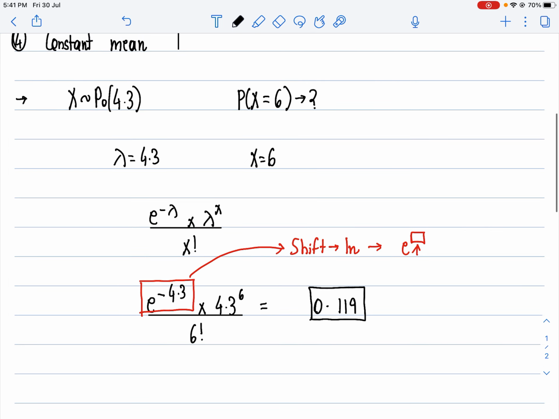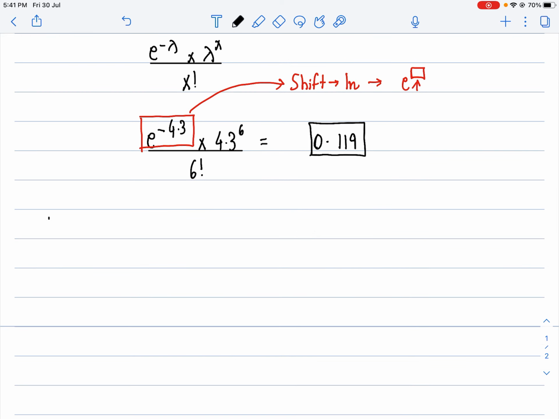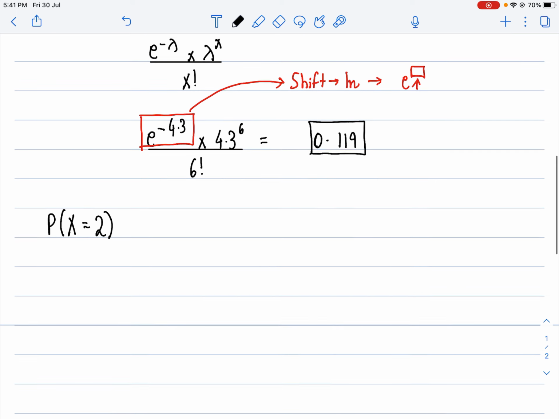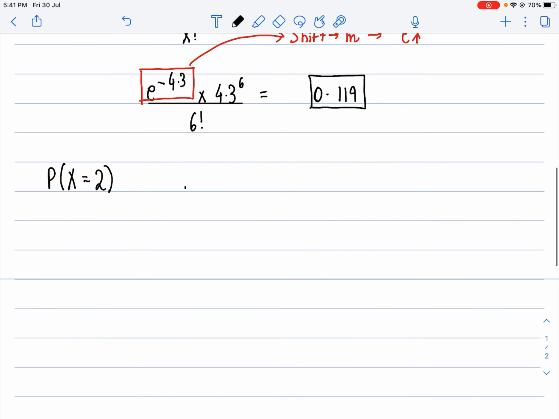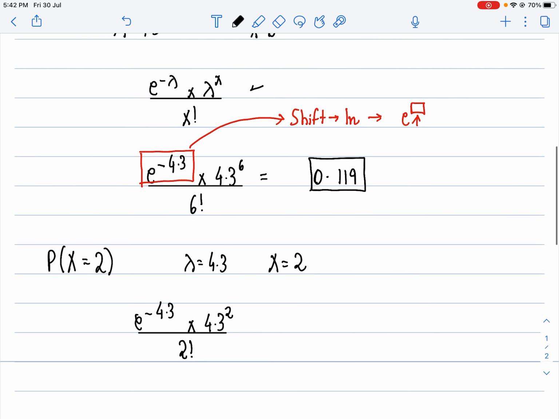Using the same lambda value, let's calculate another question. Let's say I need to calculate the probability that X is equal to 2. How do I do something like this? I know that my lambda is equal to 4.3 and my x equals 2. So I can write this as e raised to minus 4.3 multiplied by 4.3 raised to 2 over 2 factorial, basically using this formula right here.